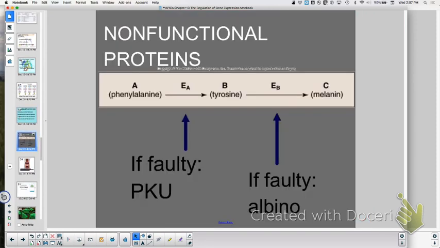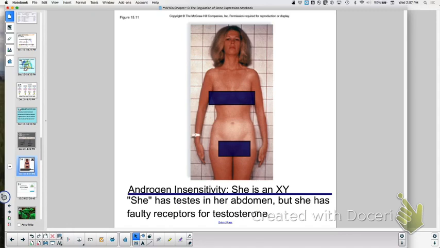We talked about how non-functional proteins can affect a whole pathway. Like if you're missing just this enzyme, you have PKU, you're missing the next one, you're also an albino. We also mentioned that there are some genes that are not expressed. We've talked about that before, about penetrance and expressivity, or a faulty protein. In this case, you have faulty receptors, so you've built a faulty receptor protein, and as a result you cannot tell that testosterone was even present.